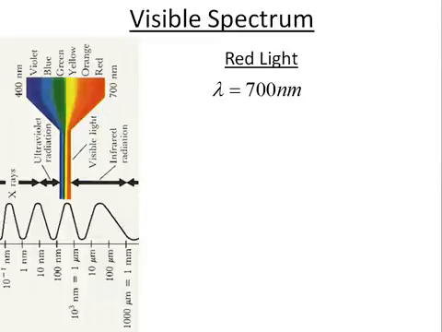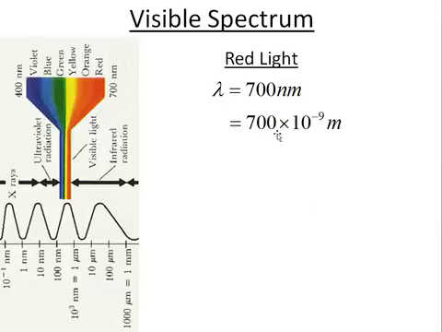So when we talk about the visible spectrum from red to violet, we're talking about electromagnetic waves that go from 700 nanometers, which is what red light is, down to 400 nanometers, which is what violet light is. So starting with red, it has a wavelength of 700 nanometers. We can replace nano with 10 to the minus 9. So 700 nanometers is 700 times 10 to the minus 9 meters. The 10 to the minus 9 just replaces the nano right there.